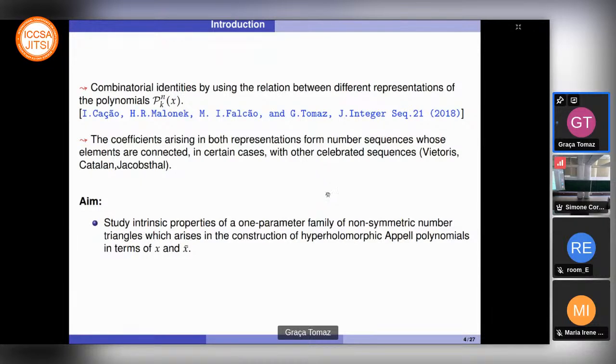The aim of this work is to study intrinsic properties of a one-parameter family of non-symmetric number triangles, which arises in the construction of hyperholomorphic Appell polynomials in terms of x and its conjugate.